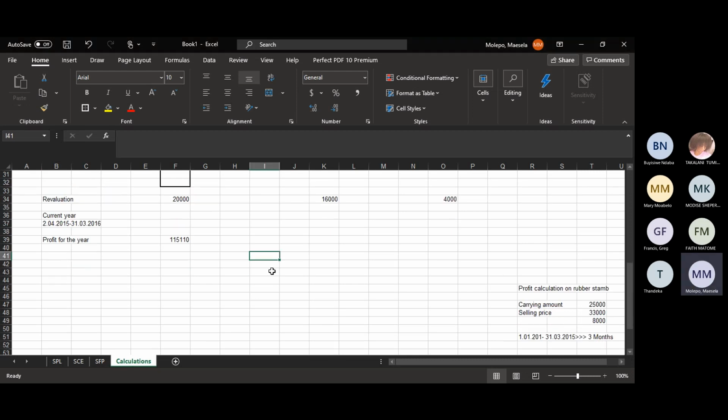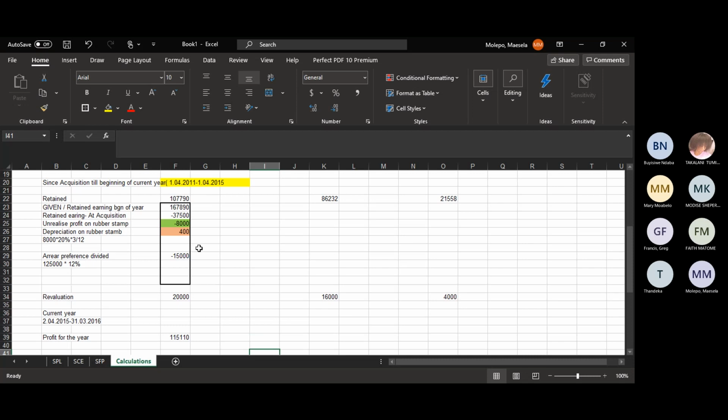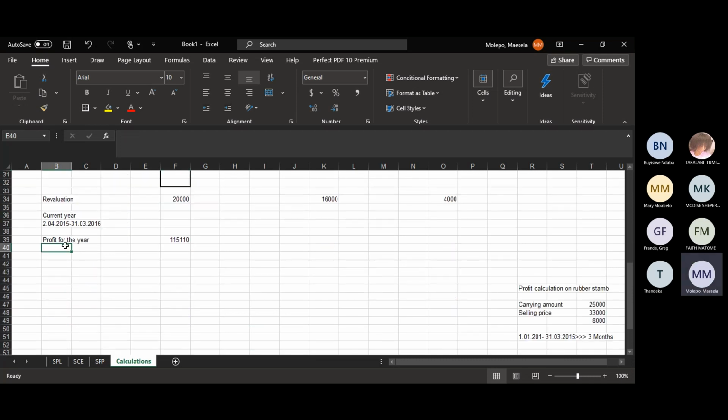So again, there was the unrealized profit recorded in the last year of 8,000 on the rubber stamp. So that 8,000 is no longer going to be recorded again. It's gone. It was recorded in the last year. Now we focus on the current year. On the current year, the only thing that we have to record will be the depreciation on the rubber stamp.